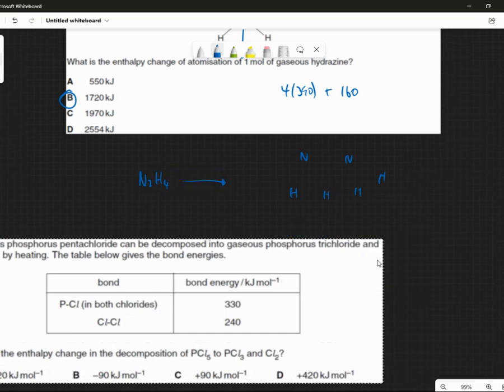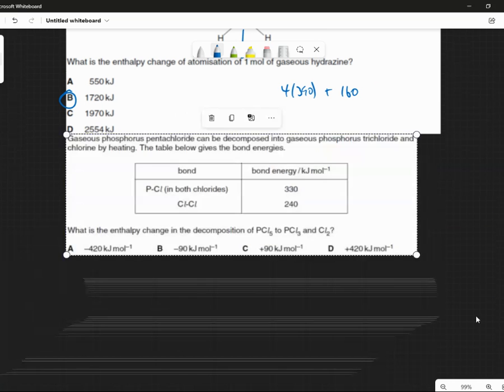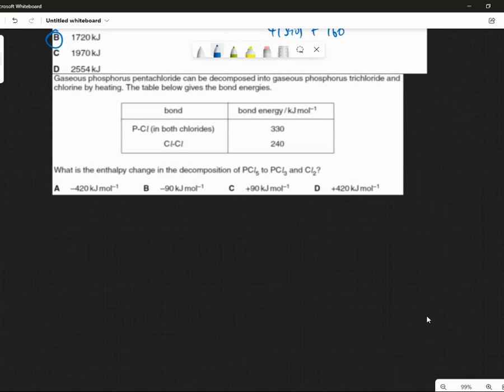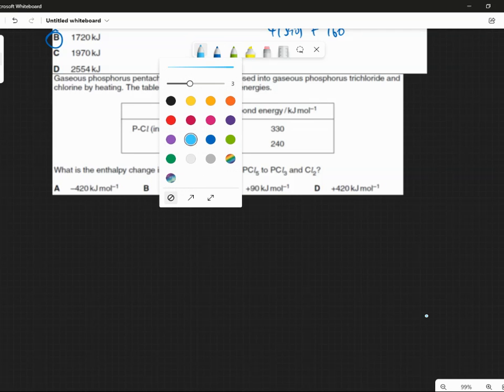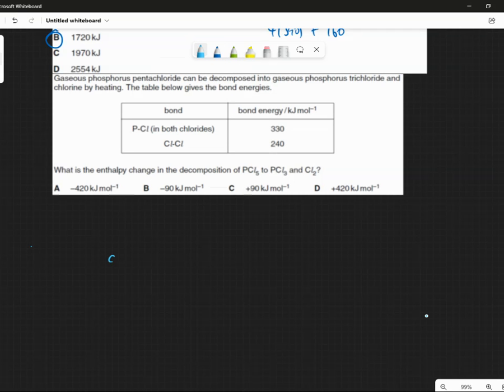Here we are. Now this one. These multiple choice questions are tricky, I tell you. All right, gaseous phosphorus pentachloride can be decomposed into gaseous phosphorus trichloride and chlorine. The table gives the bond energies. What's the enthalpy change of the decomposition? Okay, so basically, this is how I would do this. I don't know how you guys would do it, but maybe it's the same way. I would say PCl5. I don't think I'd do this in an exam, but if I'm revising or learning the subject, I draw lots of pictures.